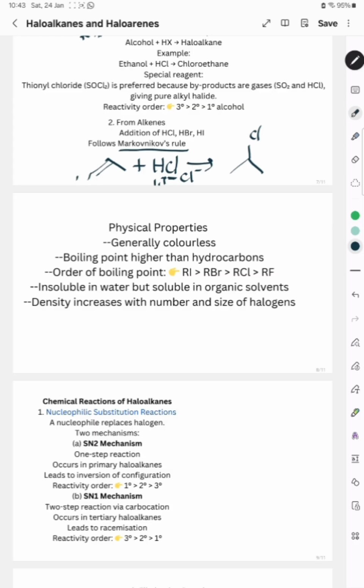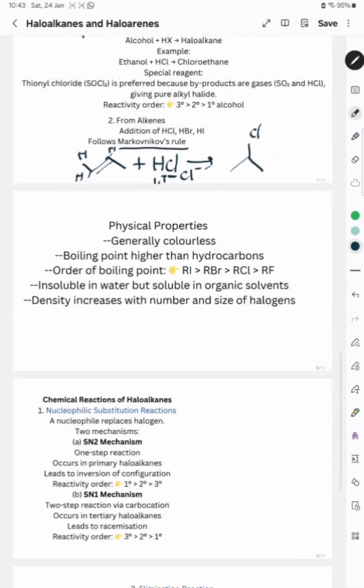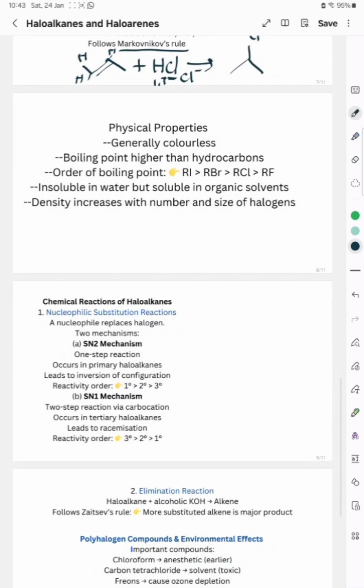Here there are 2 hydrogens. Here there is only 1 hydrogen. So this adds here and here. In this way we form haloalkane. Now let's see the physical properties.